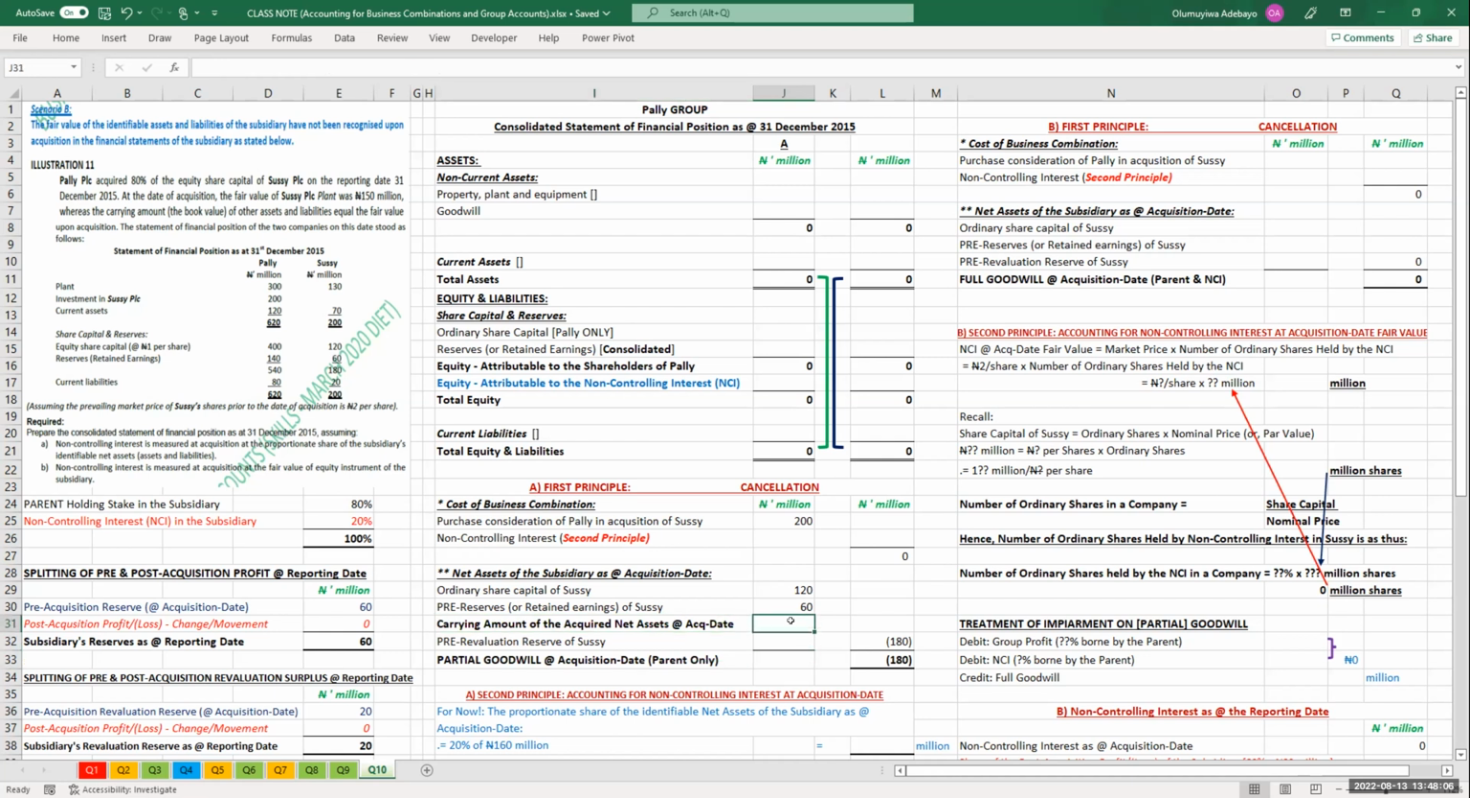Now, which means that is how much? It's 180. How do you get 180? I sum it up. But the standard says where the fair value is different, we need to reflect the fair value of net assets at acquisition date rather than the carrying amount. Therefore, that makes us recognize what we call fair value adjustment on that plant.